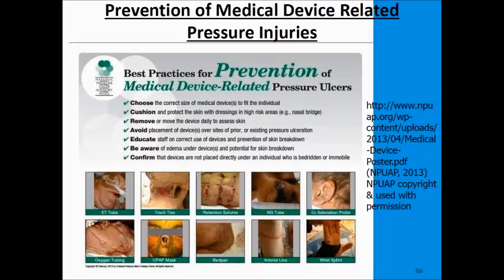Bedpan. So bedpans, once again, monitor how long they're on, encourage them to get off. I know a lot of them like to stay on, but make sure you're monitoring that.